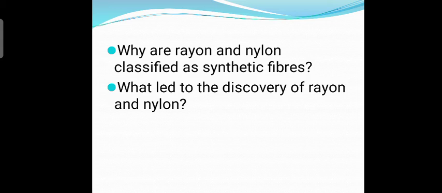Now let's have their answers, students. Rayon and nylon are made using chemicals. They can't be obtained from natural materials, so they are classified as synthetic fibers. The natural fibers could not meet the demand of the increasing population, thus they became expensive and people could not afford them. That's why rayon and nylon were discovered.